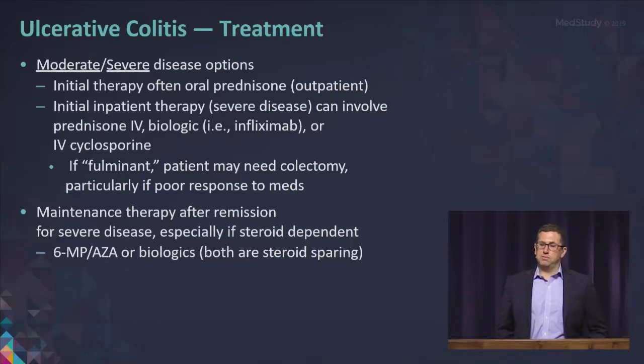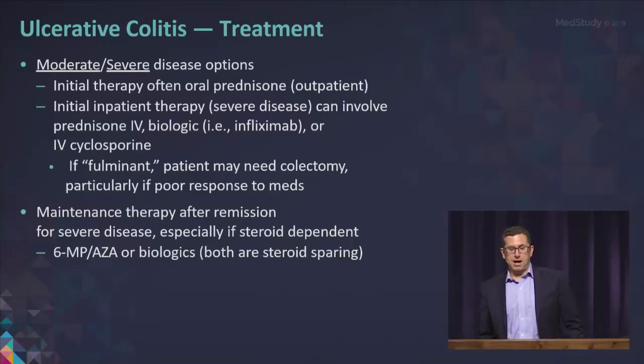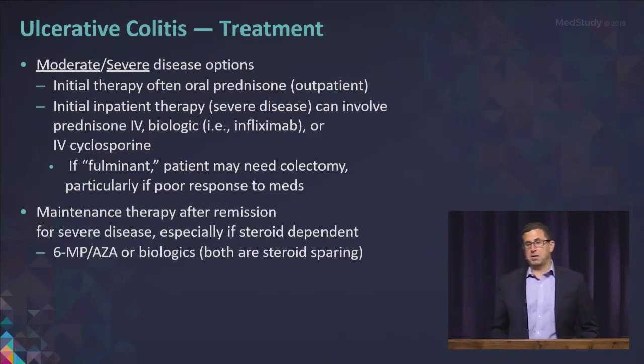If there's moderate to severe disease present, initial therapy may involve oral prednisone as an outpatient or potentially inpatient therapy with IV steroids, possibly IV infliximab or IV cyclosporin. Remember I said in the prior slides, cyclosporin is specifically for ulcerative colitis, methotrexate is for Crohn's disease. If it's fulminant, the patient may even need a colectomy, particularly if there's a poor response to medicine.